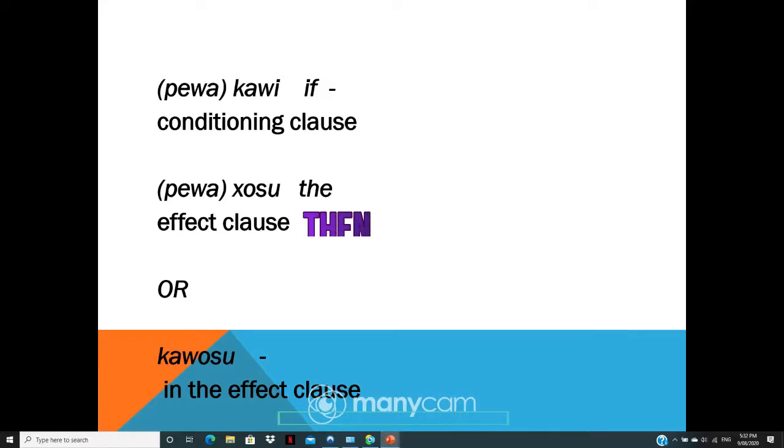So what generally happens is you have pewa kawi in the conditioning clause. That's sort of equivalent to if. And again, it's operating like an adverb in Latropeth, in the same sort of place you'd find an adverb in the sentence. Pewa osu appears in the effect clause. So essentially, pewa kawi means right hand. Pewa osu means left hand. The idea is the right hand has more weight than the left hand. And so it's like right hand this, left hand that. Okay, you can also use kawosu, which is just a composite of the two in the effect clause without anything in the conditioning clause. This will probably make more sense with an example.